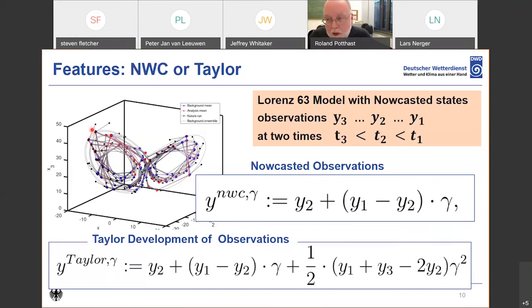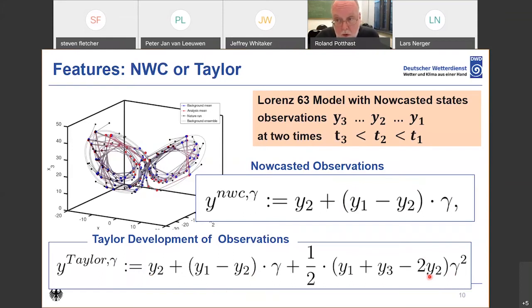So now you see Y1, Y2, Y3 counting backward in time for each assimilation interval. I use the nowcasted observation here, Y2 plus (Y1 minus Y2) times gamma, but I can also go to higher order, like a Taylor development of the observations in time, using the Taylor curve into the future, extrapolating the curve. And this is here Taylor with 3 observations, the formula Y2 plus (Y1 minus Y2). So you have a linear term here, and then you have a quadratic term with the 3 observations involved. Classical finite difference way to estimate the derivatives here.